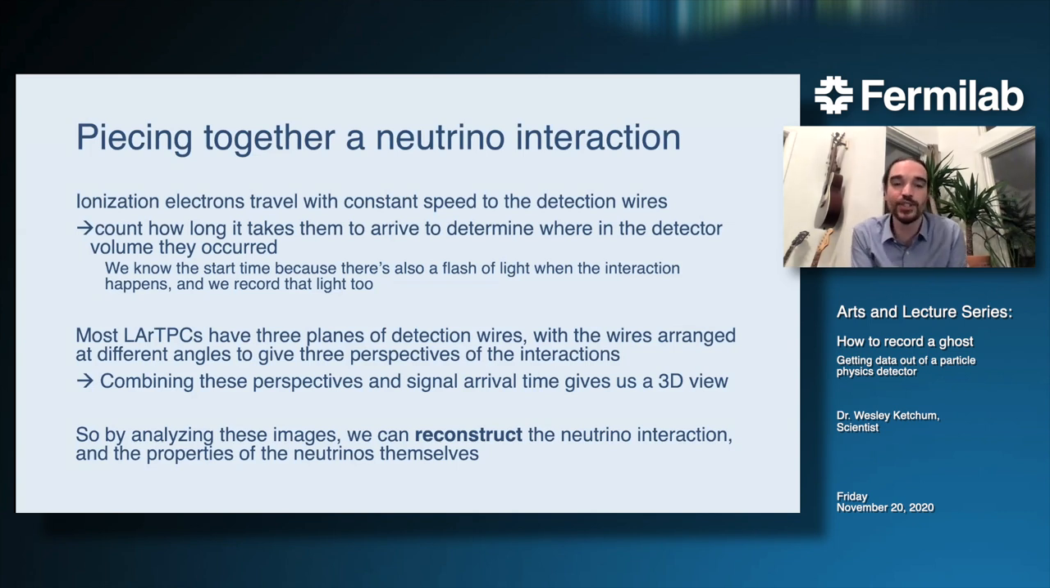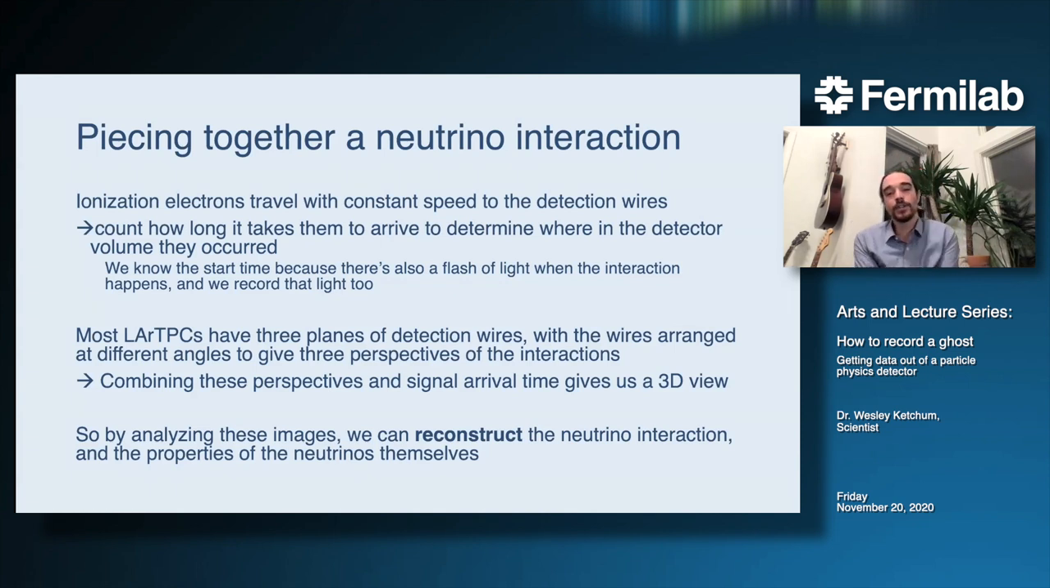And so we have a start time for when the interaction happened, and then we can wait for those ionization electrons to arrive. And when they do, we stop the clock and we calculate: if it took you this long to arrive, then you were traveling at this speed, so you must have occurred at this point in the detector.